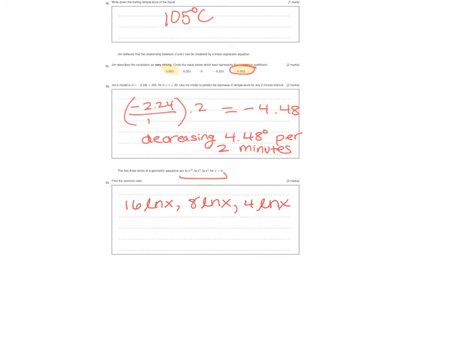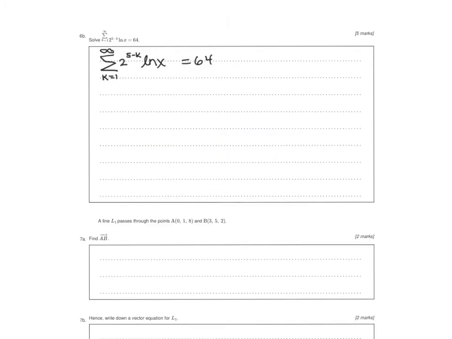Well, now when I look at this, what am I multiplying by each time to get to the next term? Well, to get from 16 ln of x to 8 ln of x, I'm multiplying by a half. Same thing when I get from 8 ln of x to 4 ln of x. So my common ratio is 1/2.